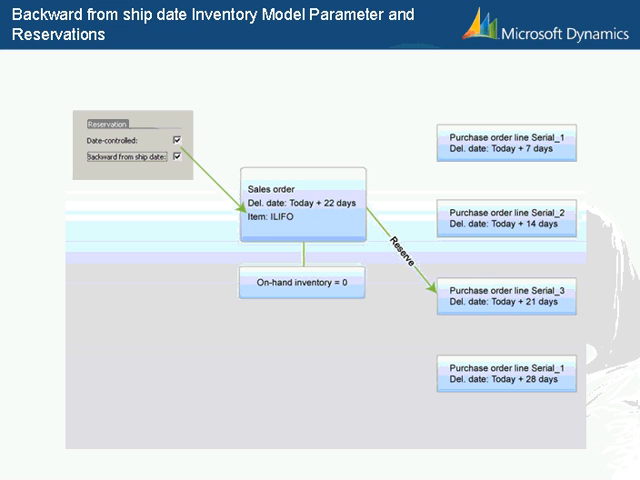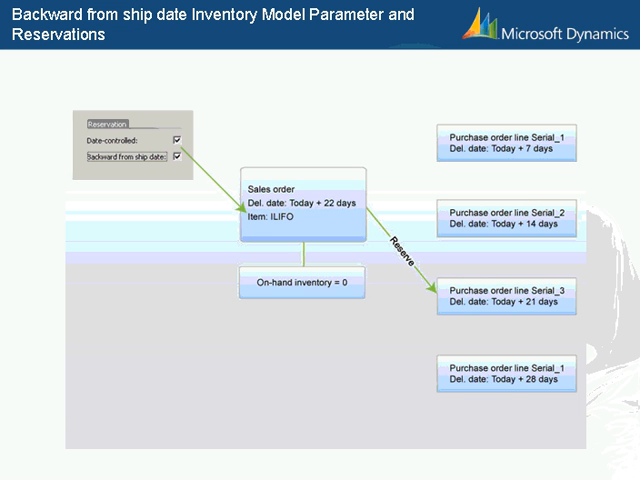So now let me show another picture. Talk about the backwards from ship date option. Reservations are processed according to the LIFO principle, that is, the receipt with the most recent date is reserved.